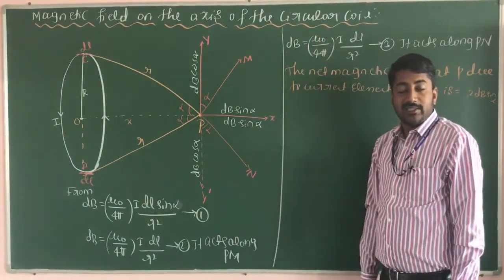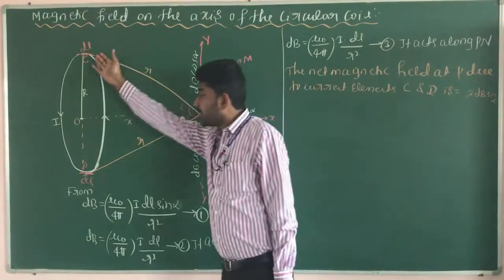Then the net magnetic field due to the current elements C and D.